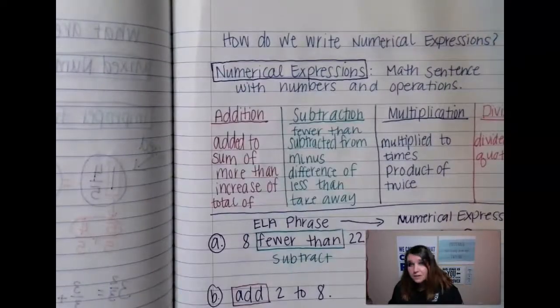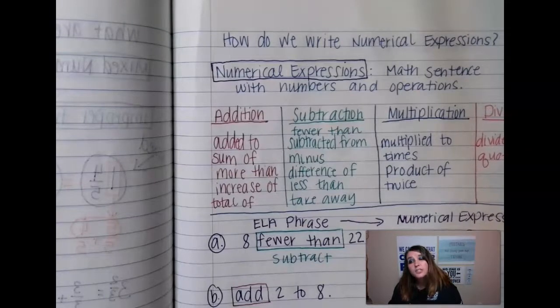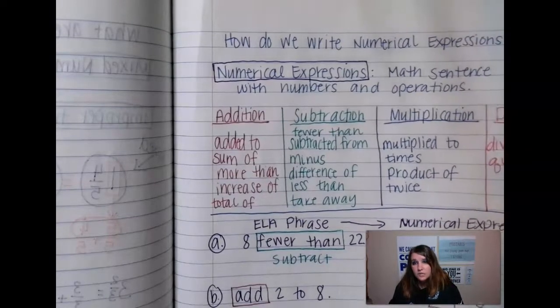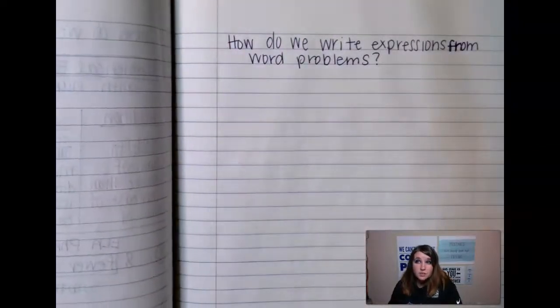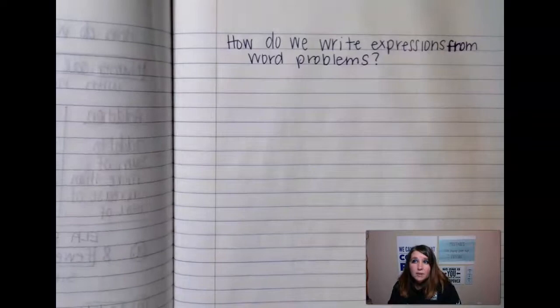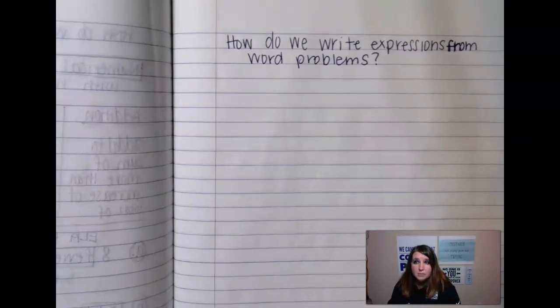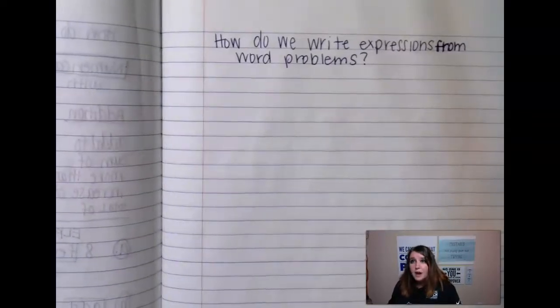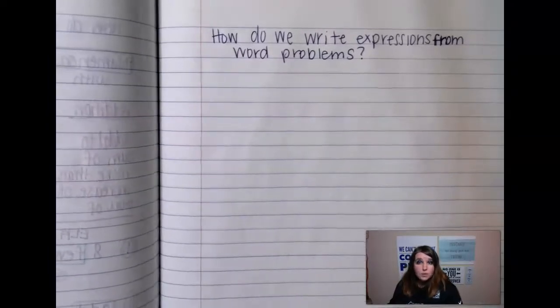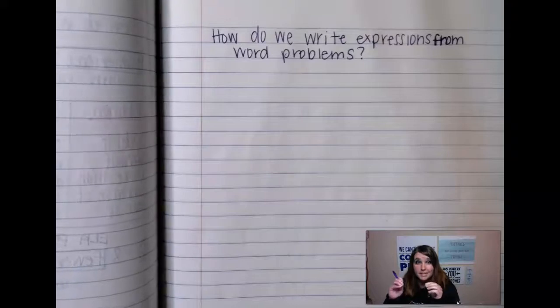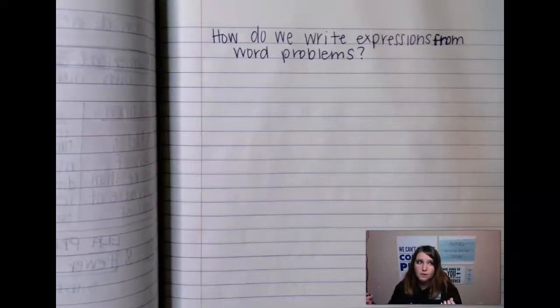Yesterday we talked about looking at clue words and writing numerical expressions. So we had all our different clue words. We looked at our language arts phrases, and then we did some practice work with that. So today we're going to look at how we take what we learned yesterday and apply it to writing expressions when we have word problems. So not just one sentence, but a whole word problem.